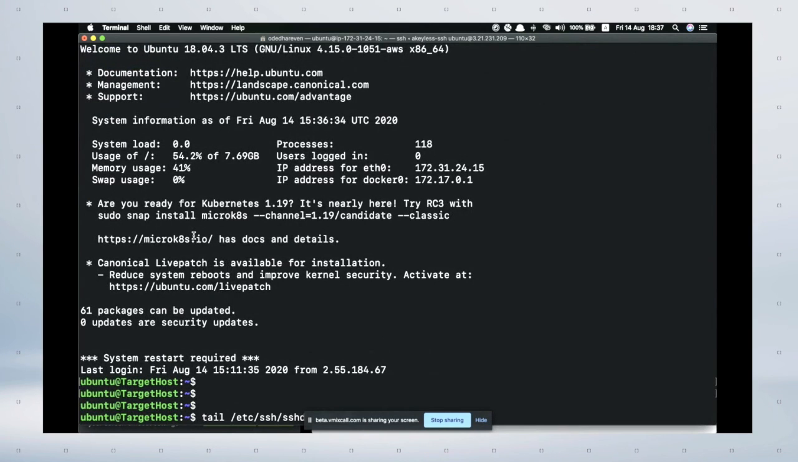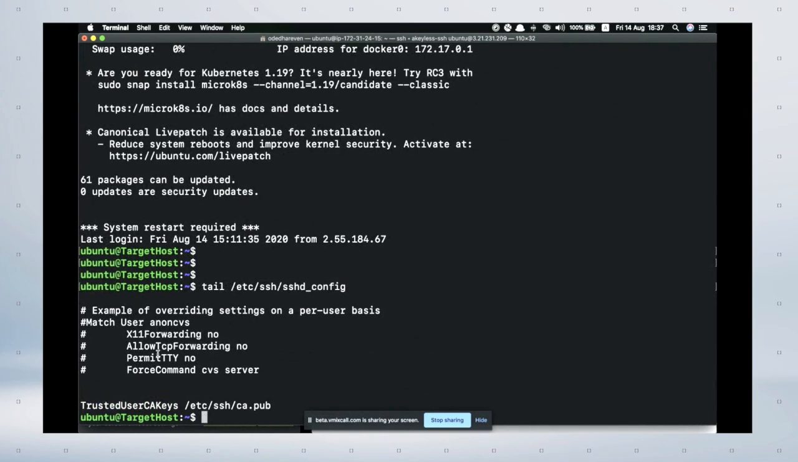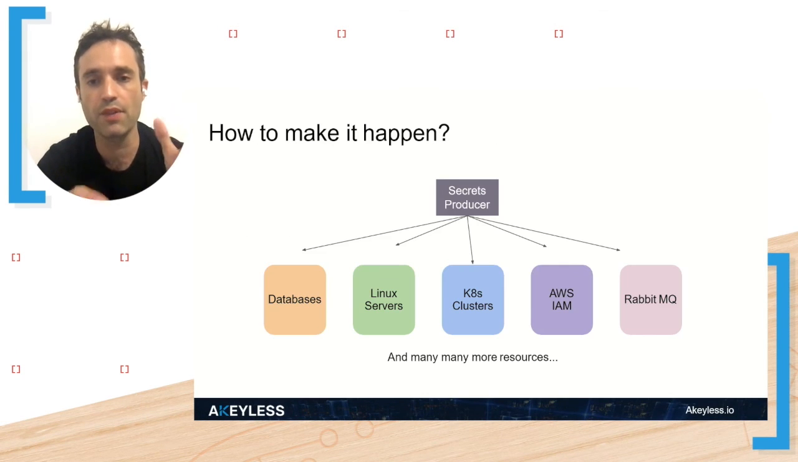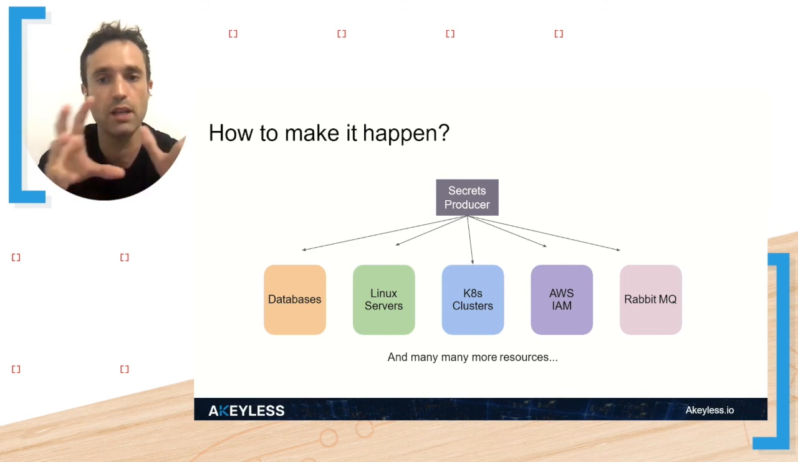Now, just to let you see exactly how this was configured, this is the trusted user CA keys property, and this is exactly the content. So it redirects to the certificate authority. So let me go back to the presentation right now. So that was the demo basically.